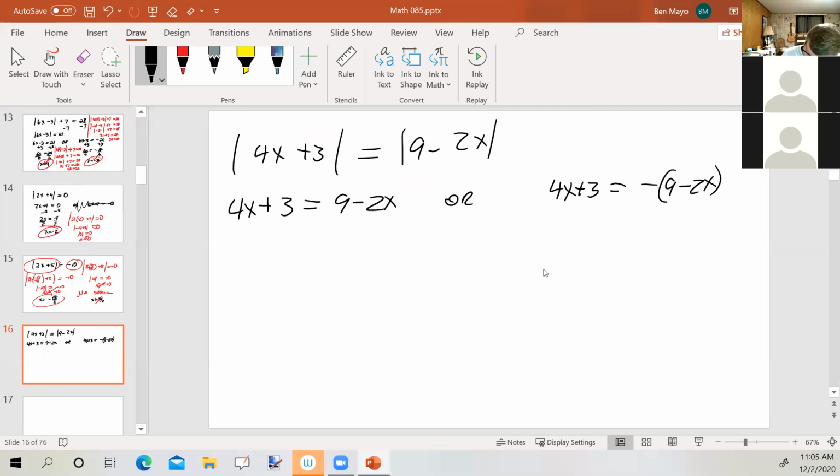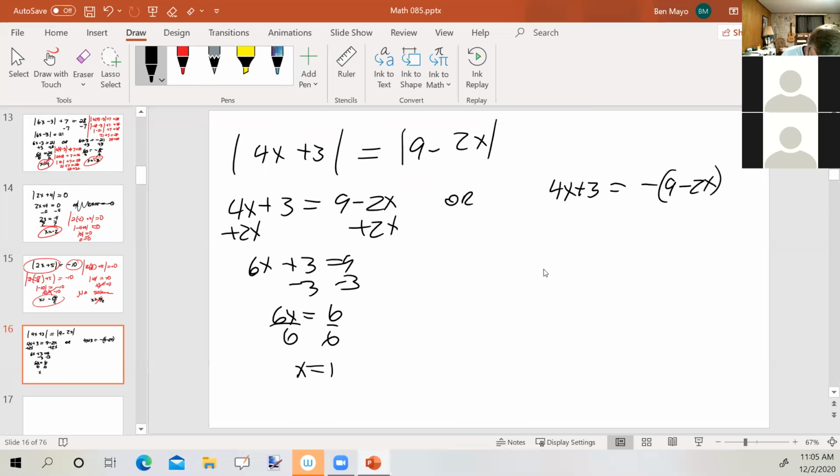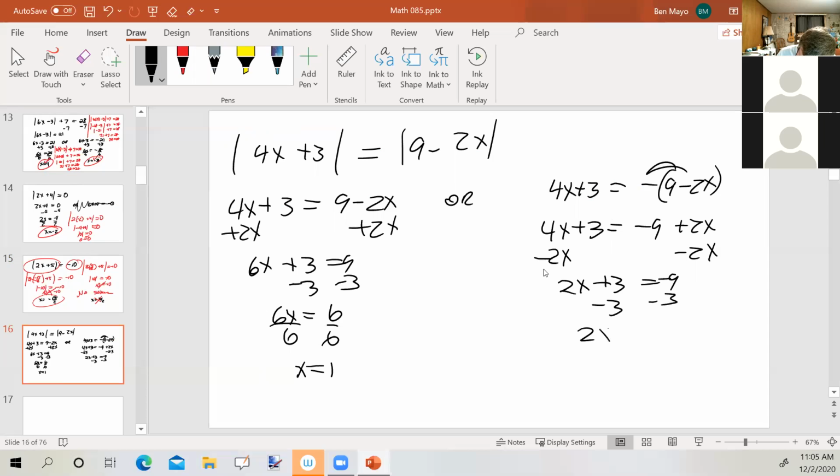Solving the first equation, excuse me, we'll add 2 to both sides. 6x plus 3 equals 9, subtract 3, 6x equals 6, divide by 6, x is 1. Solving the second equation, 4x plus 3 equals, distributing the negative, -9 plus 2x. We'll subtract 2x from both sides. 2x plus 3 equals -9. Subtract 3. 2x equals -12. Divide by 2, x equals -6.